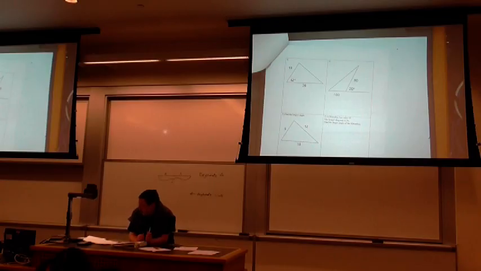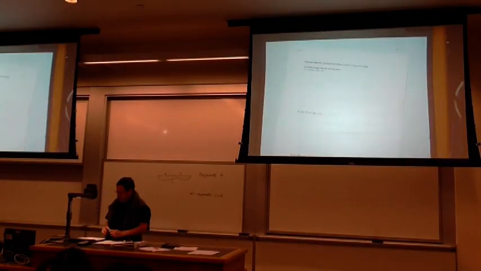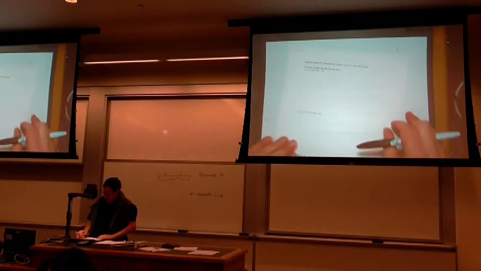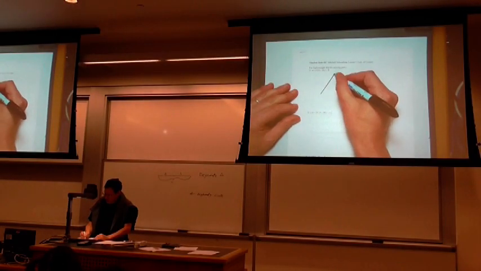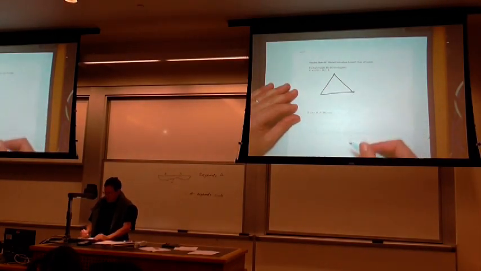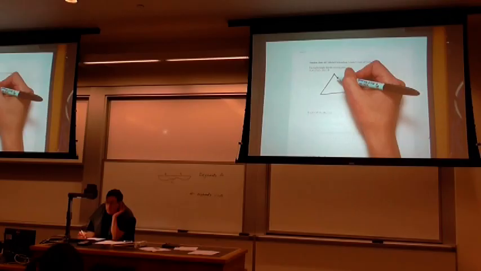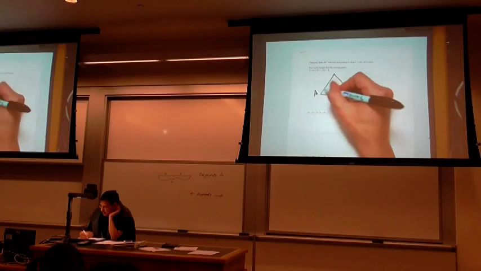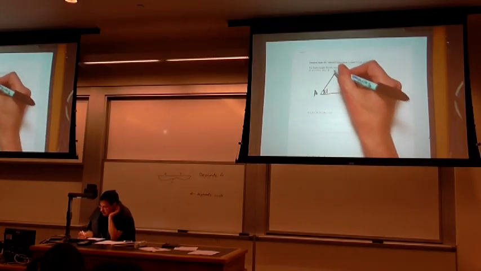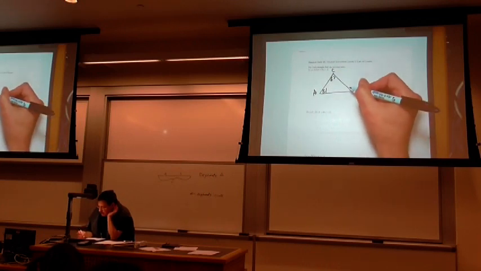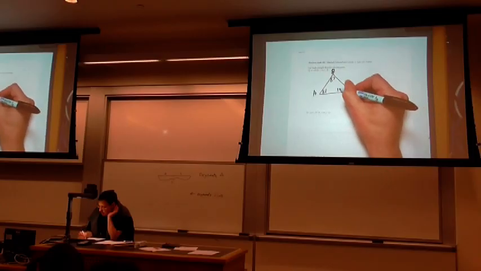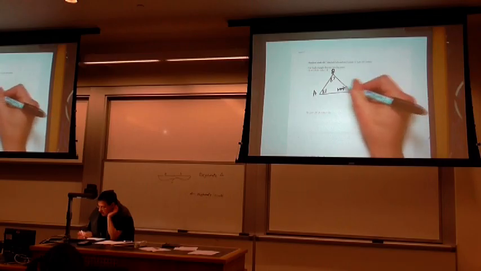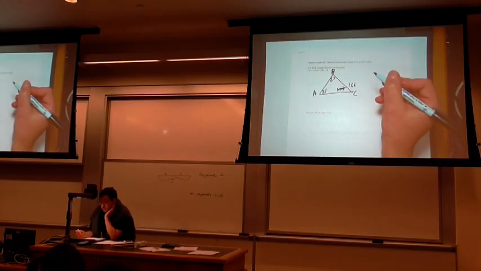Okay, has everyone had a chance to try 1, 2, and 3 at least? Someone want to tell me what the missing angles for number 1 were? Angle A is 81 degrees. Angle B is 67. And angle C is 166.